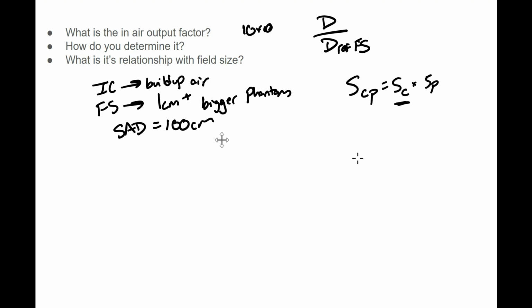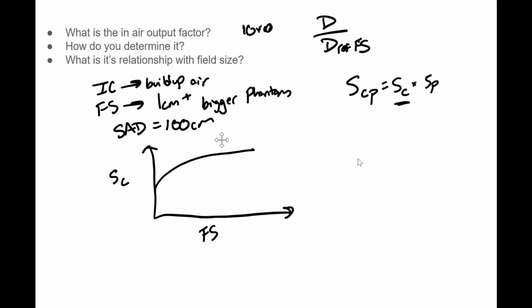So the relationship with field size is as follows. And just like I normally do, I'm going to draw a graph. I feel like that's the best way to describe it. We've got our SC here on the y-axis, and we've got our field size here on the x-axis. So now I'm going to draw a curve, and that's what the normal relationship will look like. And it's important to note that our SC is equal to 1 at our reference field size. So here, if we draw this over, that is equal to 1. So that is the air output factor.